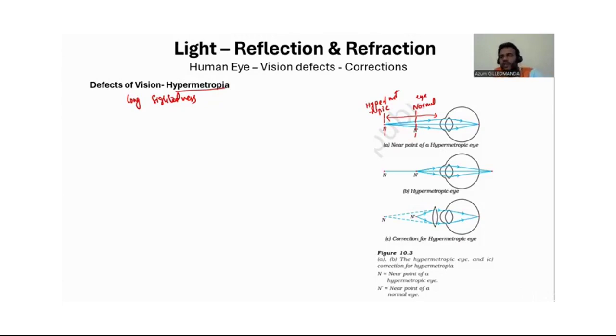Like in short-sightedness, what will happen? You can see the things up to a certain distance, but not beyond that. Here, you can see from infinity to that distance, but not the close by. Okay, it's exactly opposite.